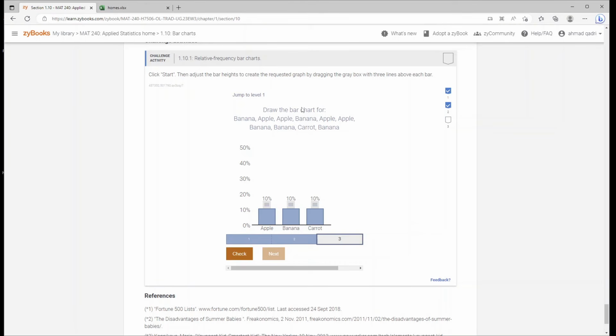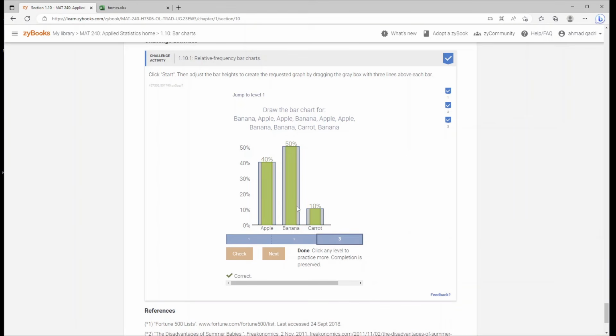And now we have to draw the bar chart for a scrambled list. So let's see, we have 1, 2, 3, 4, and 5 bananas out of 10. So 5 out of 10 is 50% for bananas. We have 1, 2, 3, and 4 apples. So that would be 40%. And since there is only 1 carrot, that's 1 out of 10. That's 10%. So we don't have to move this. And this is the correct response.